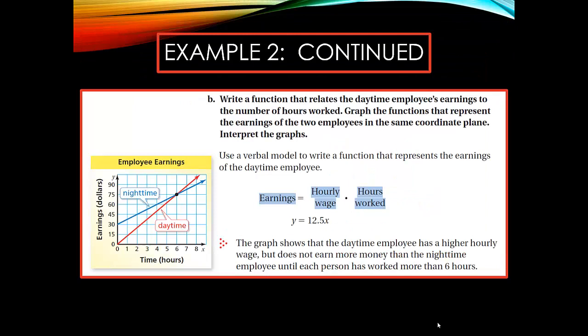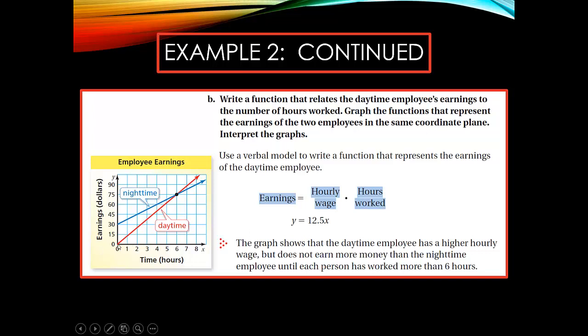Now we're going to continue with example 2. We have letter B. Write a function that relates the daytime employee's earnings to the number of hours worked. Graph the functions that represent the earnings of the 2 employees in the same coordinate plane. Interpret the graphs. So we're going to use a verbal model to write a function that represents the earnings of the daytime employee. So our earnings equals the hourly wage times hours worked. So we're going to multiply our hourly wage times the number of hours worked. So we have y equals 12 and 5/10 x.